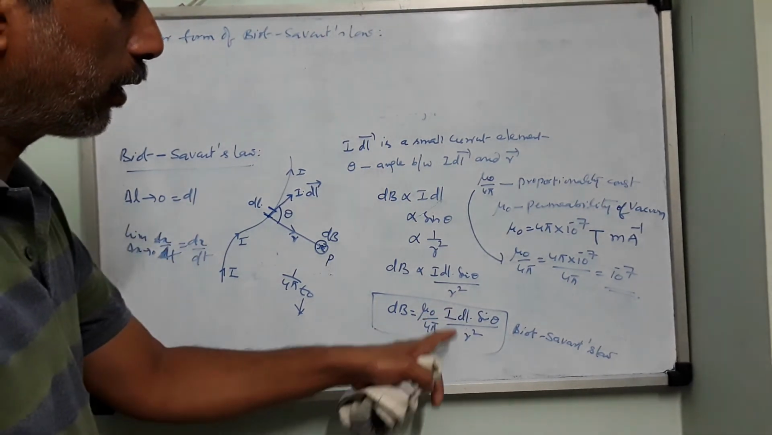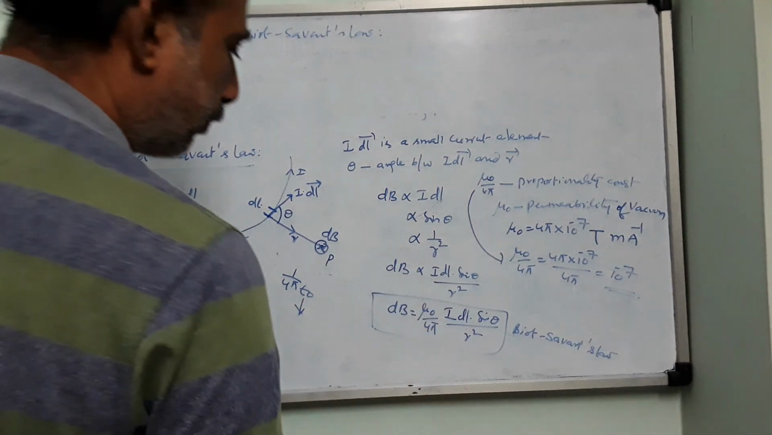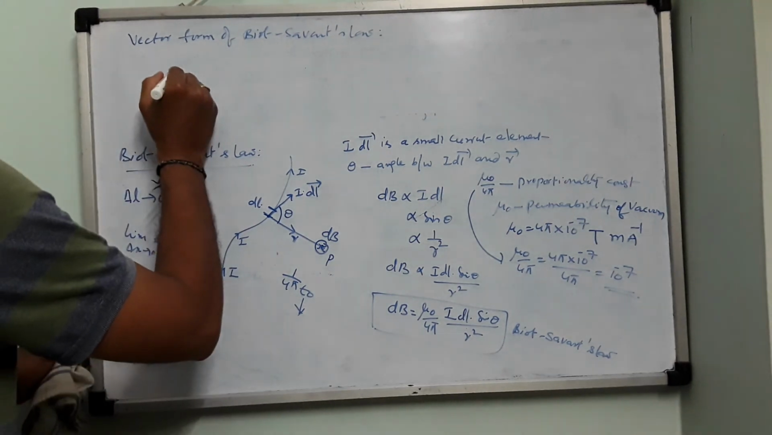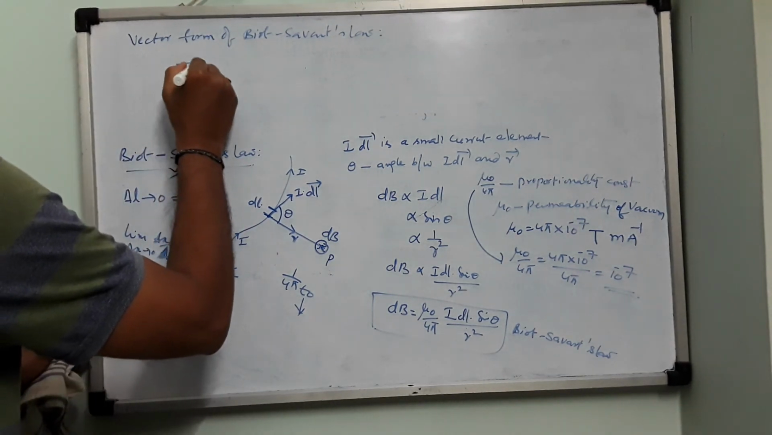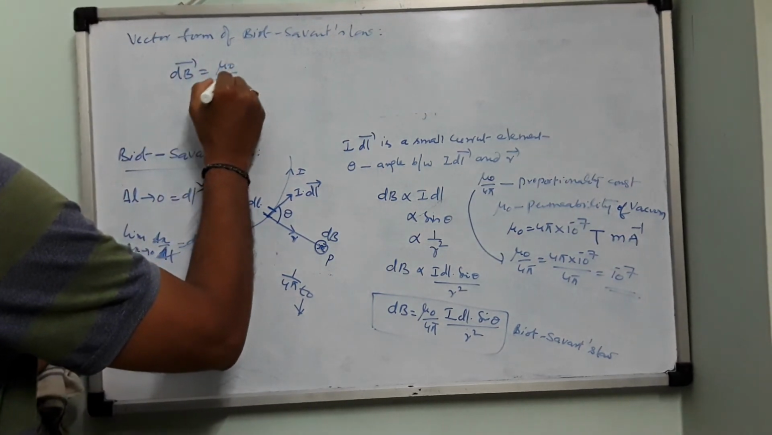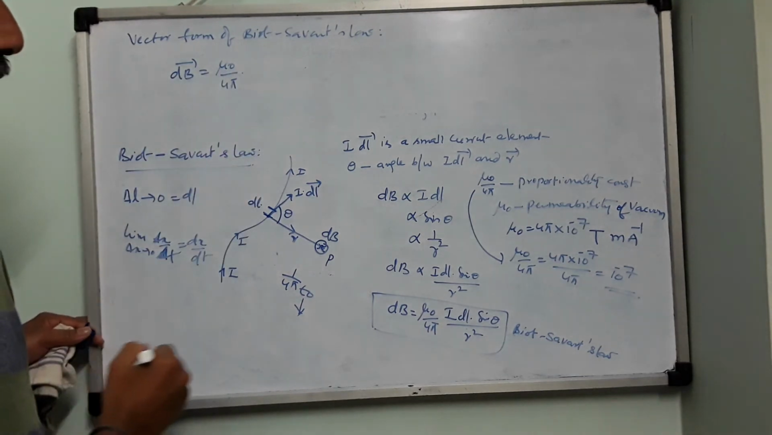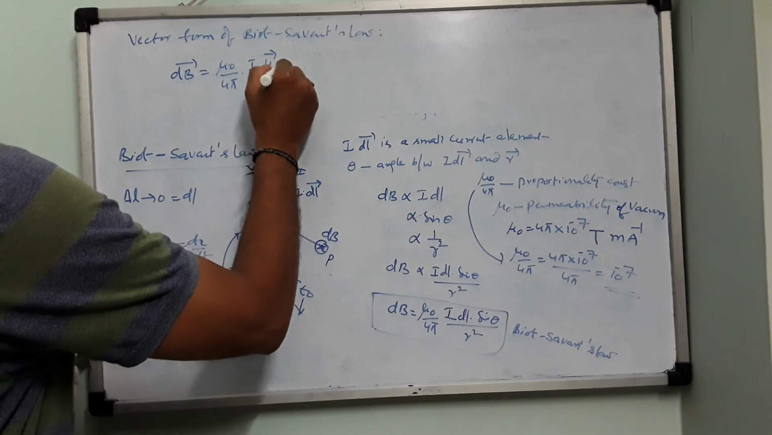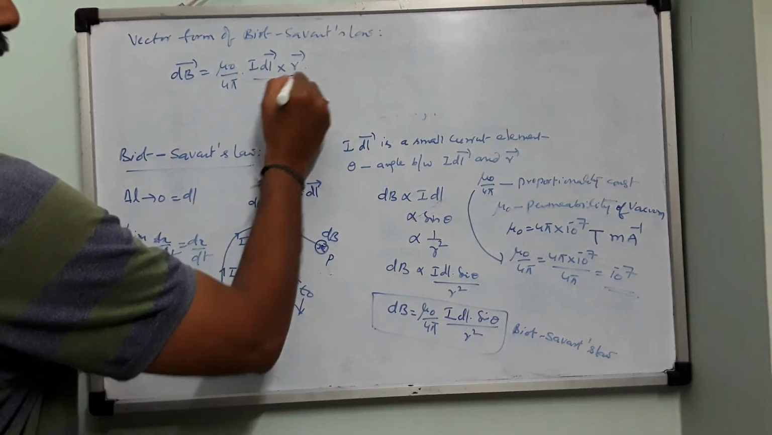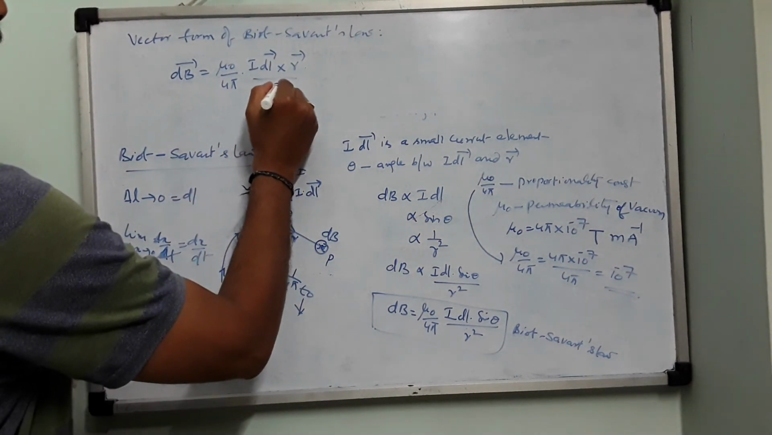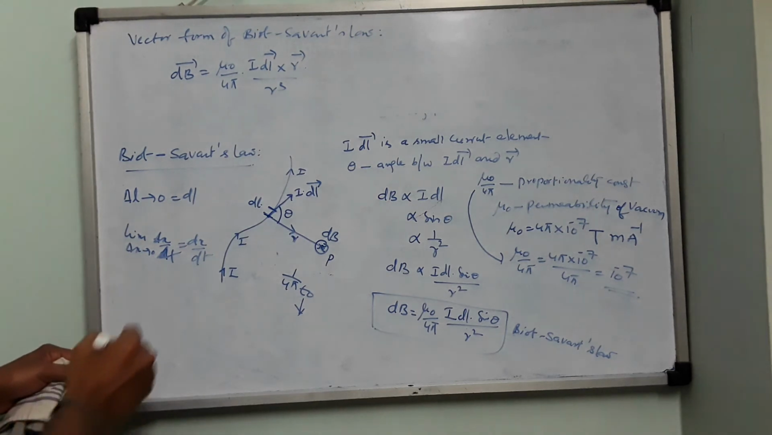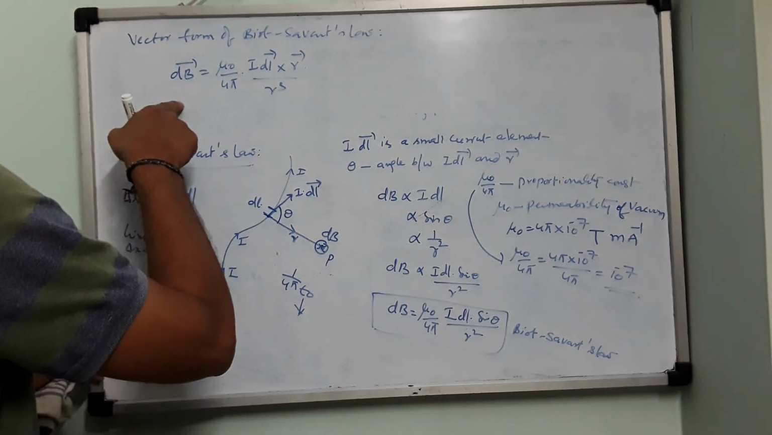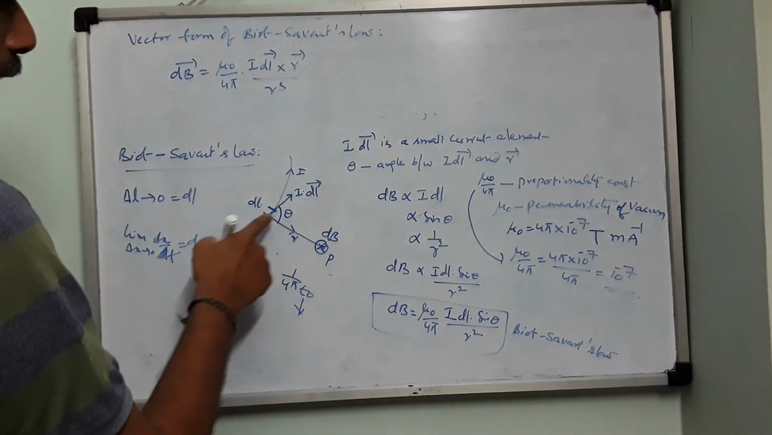So for a cross product A cross B, you have got one vector here, A. You don't have the other vector. Let us introduce that vector as R. So dB vector equals mu naught by 4 pi into IDL vector cross R vector divided by R cube. Okay, this dB will be perpendicular to both IDL as well as R.